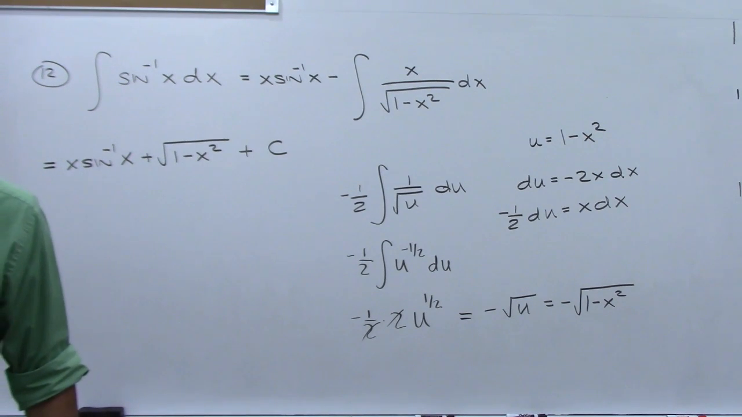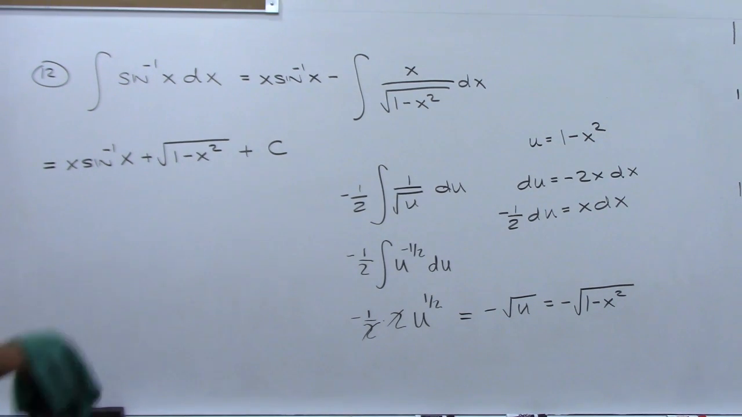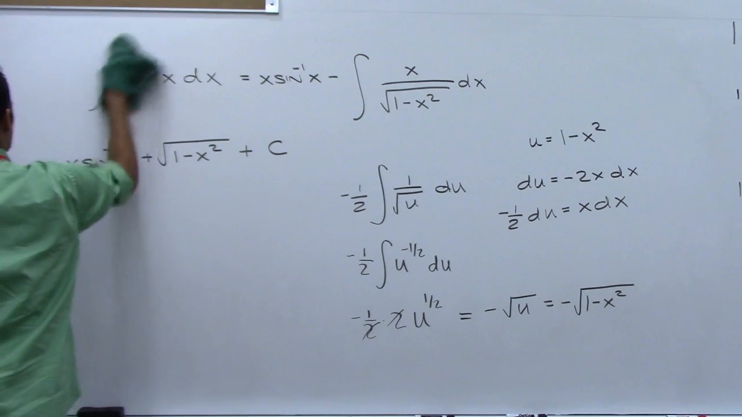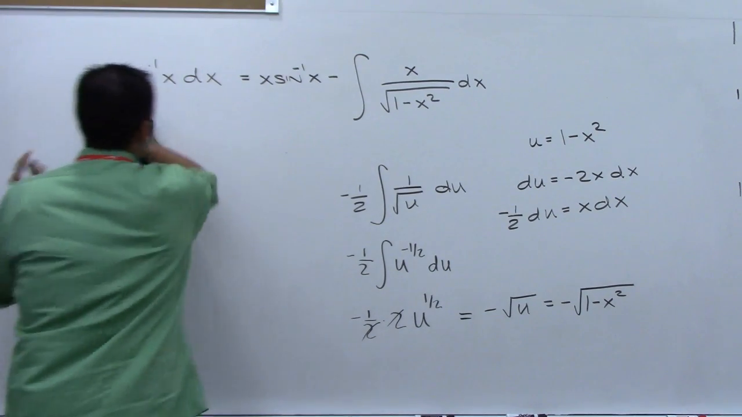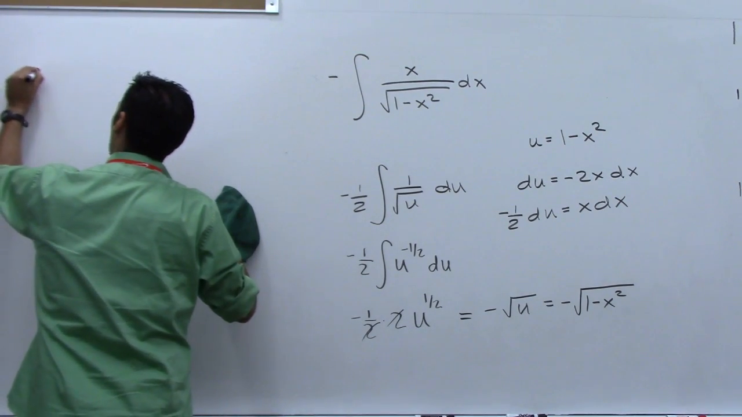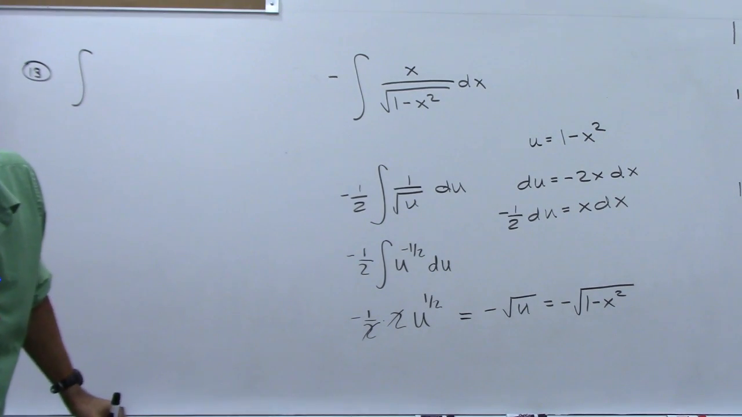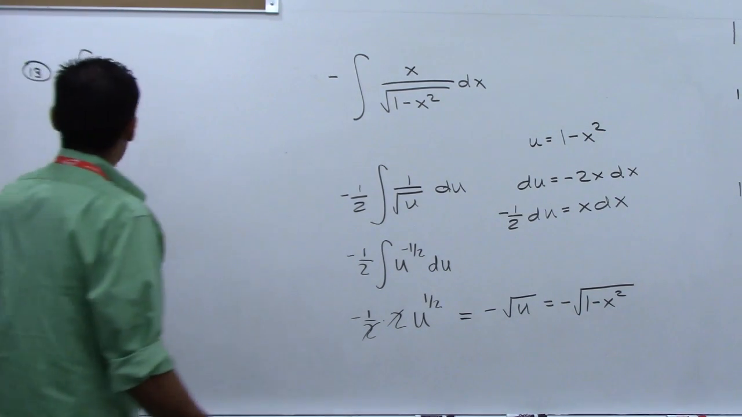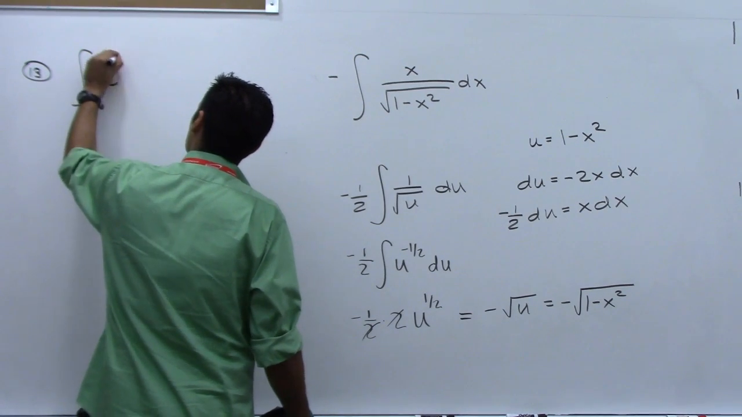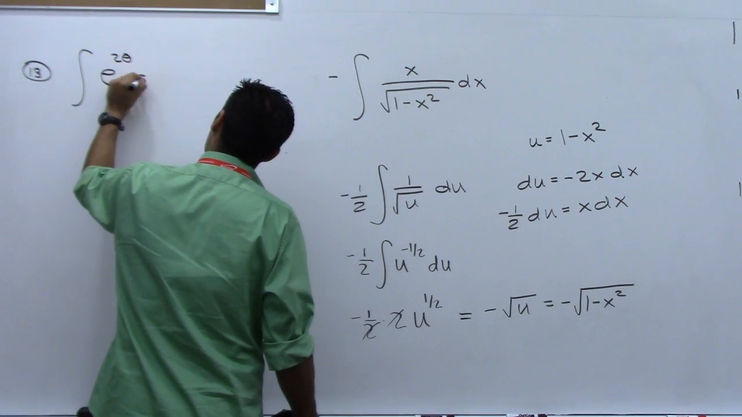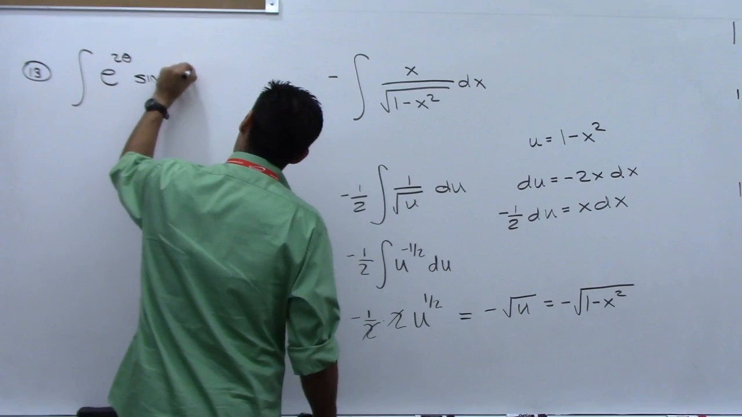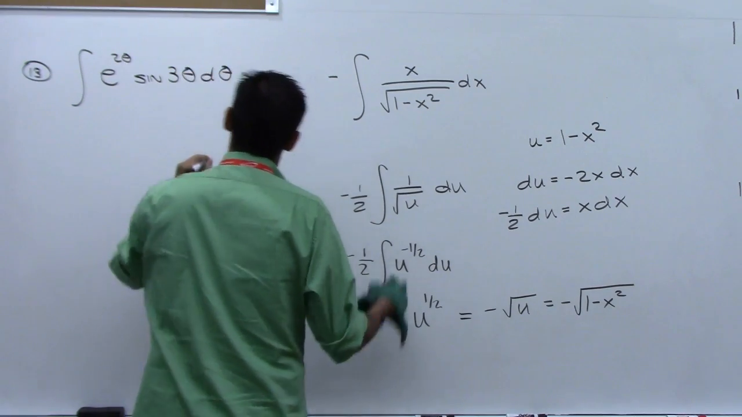All right, number 13. All right, 13 is a really important problem. Integral e to the 2 theta sine 3 theta. e to the 2 theta sine 3 theta d theta.